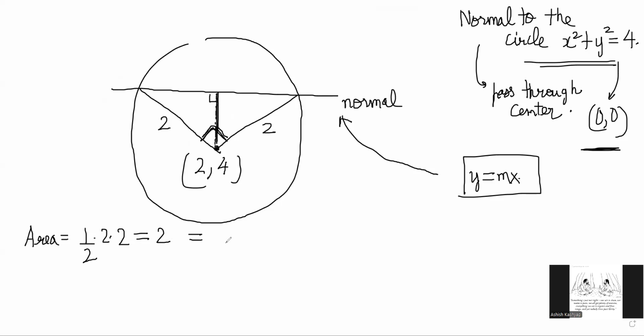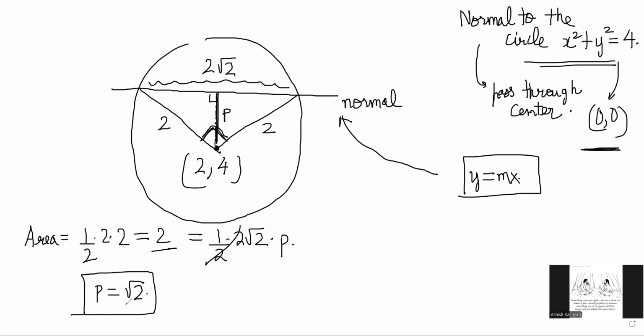And the area can also be written as, because this is a right angle triangle, I know the base length will be, by Pythagoras theorem, 2 root 2. So area is half into 2 root 2 into perpendicular, where this is the perpendicular. So 2 is equal to this. So the perpendicular has length root 2. And that information is crucial for us because we know the perpendicular from (2, 4) to this line y is equal to mx must have length root 2.